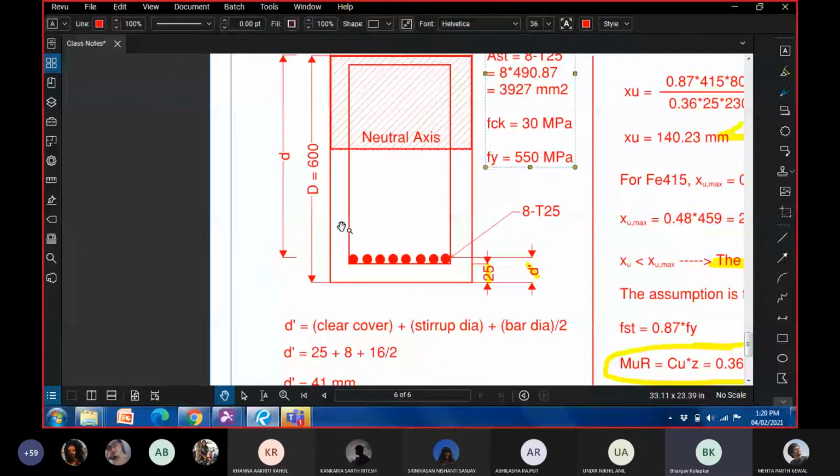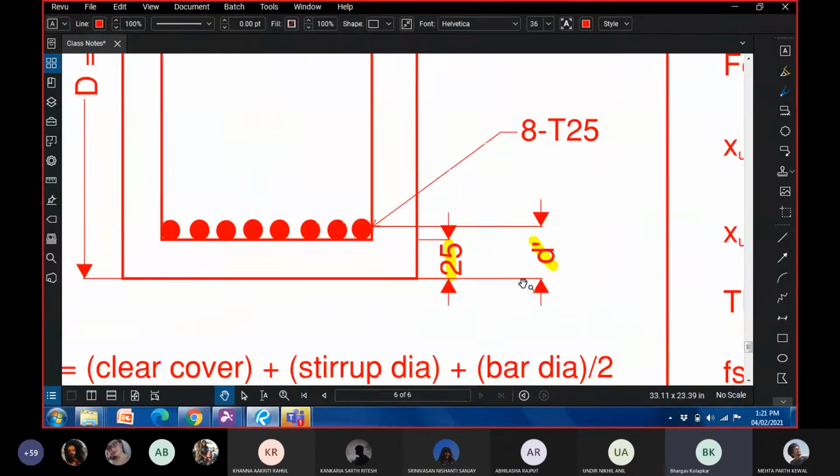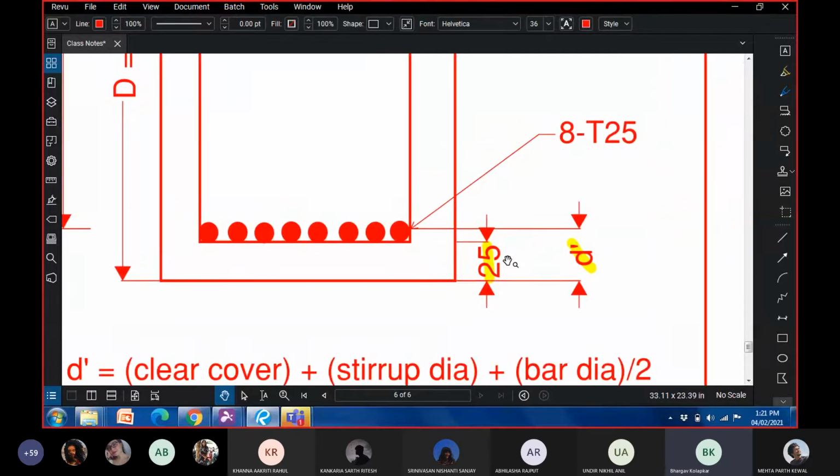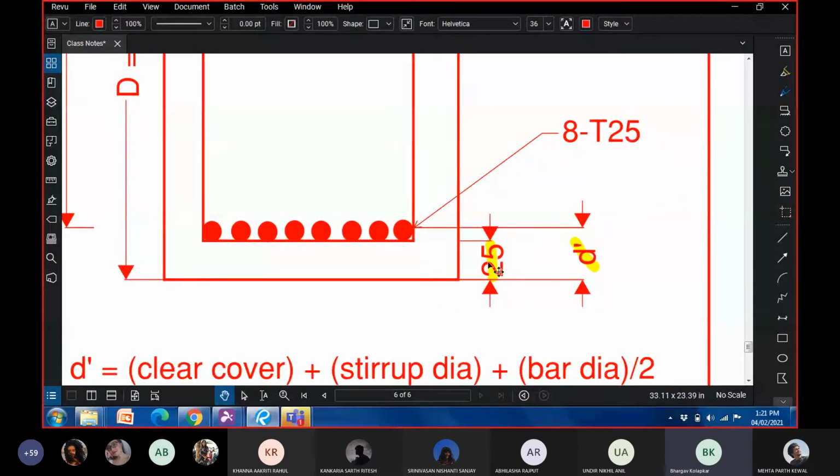Okay. Now what is given in the question is that the cover is 25 mm. Now whenever cover is mentioned without explicitly saying that it is clear cover or effective cover, we always assume that it is clear cover. So cover is equivalent to clear cover. If it is explicitly mentioned that it is effective cover, only then you consider whatever is the given value as d dash. Else you just consider it as the clear cover. So even here, the clear cover is 25.